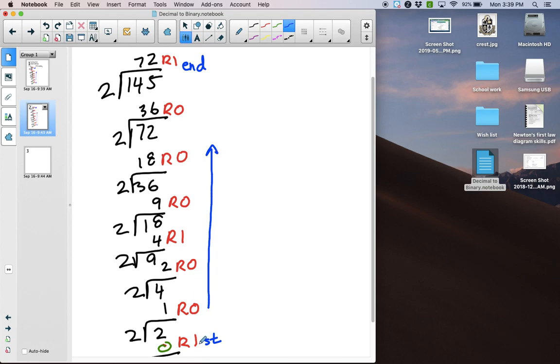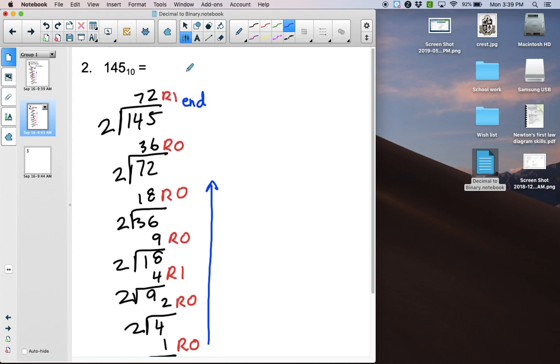So now our binary code is 1001 0001. So we're going to go back up here and we're going to write it out. It's going to be 1001 0001, and then we put the language of 2. Fabulous, and that's it. That's how you convert decimal to binary.